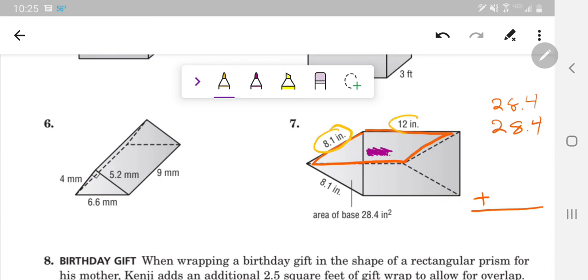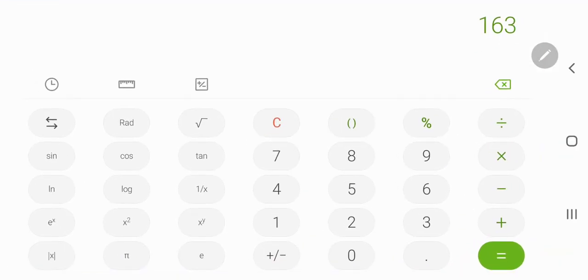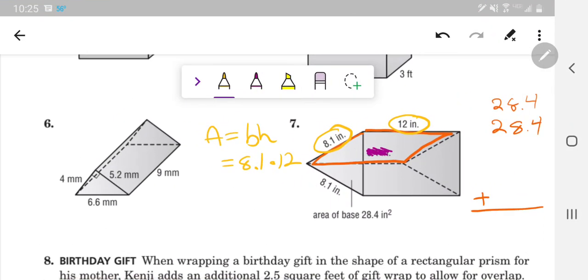All right, because what I need to pay attention to is this and this, because I need to find the area of that rectangle, and that's going to be base times height, so that's 8.1 times 12. All right, that's 8.1 times 12 equals 97.2. So 97.2, so let's put it there, 97.2. And that's another one we're going to add in.